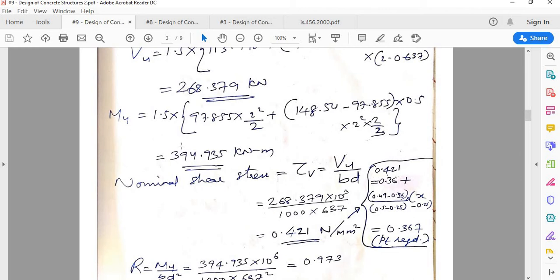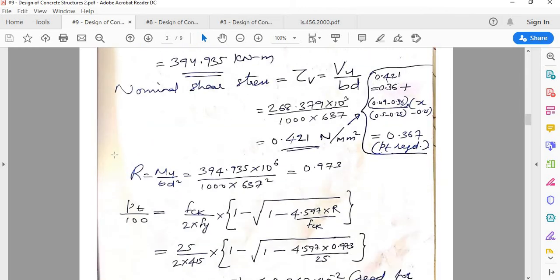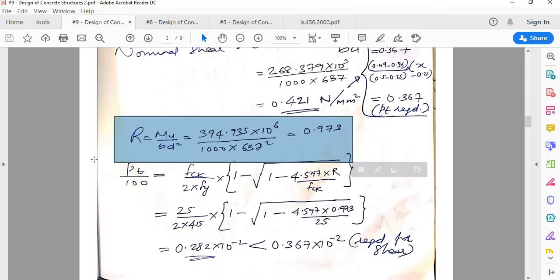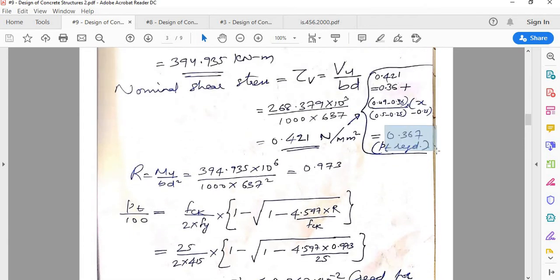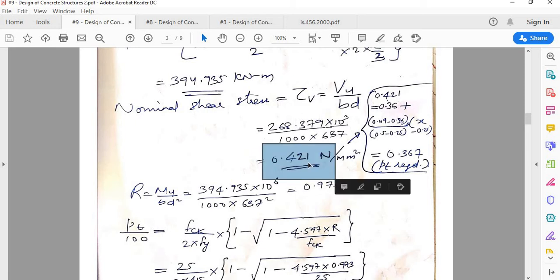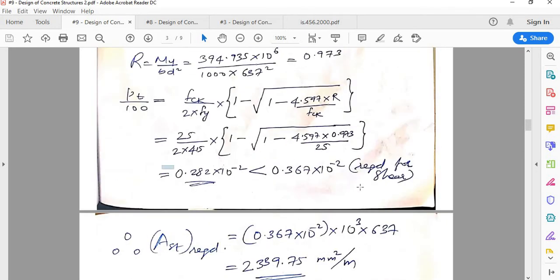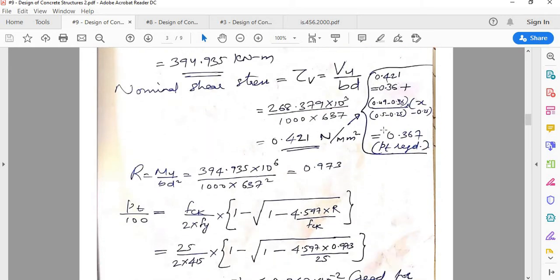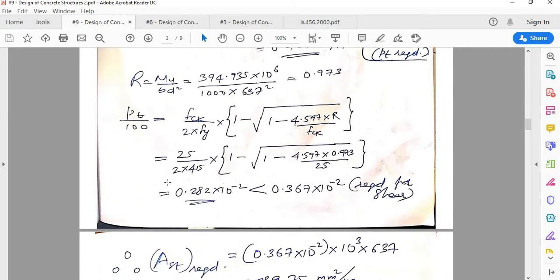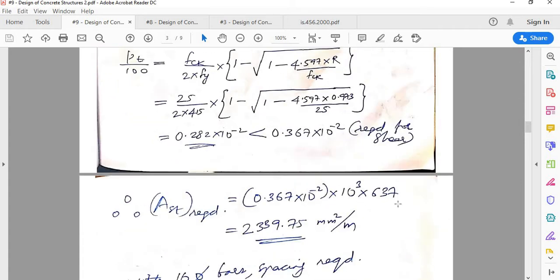Now let us proceed to the calculation of bending moment. So bending moment is Mu by bd square, and pt you will calculate. The calculated pt is 0.282, which is lesser than the pt we require to take this shear stress. So the pt we increase, so the Ast calculated uses the pt required for shear, which is more than what is required for bending, into unit width and effective depth.